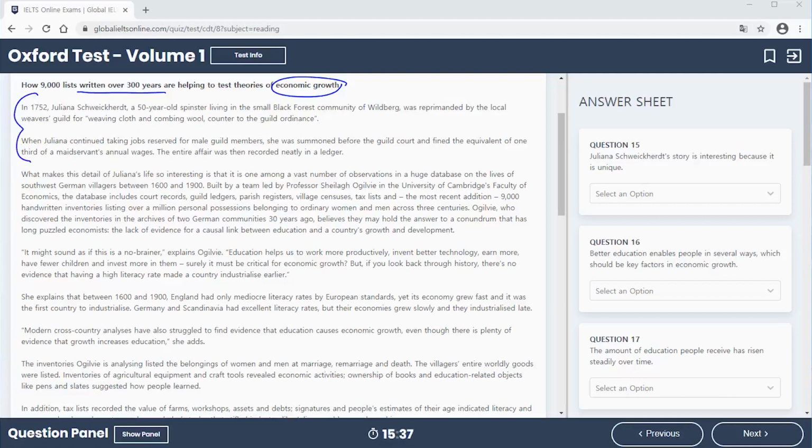what's up. So in 1752, Juliana Schweikerhut, a 50-year-old spinster living in the small Black Forest community of Wilburg, was reprimanded by the local weaver's guild for weaving cloth and combing wool counter to guild ordinance.